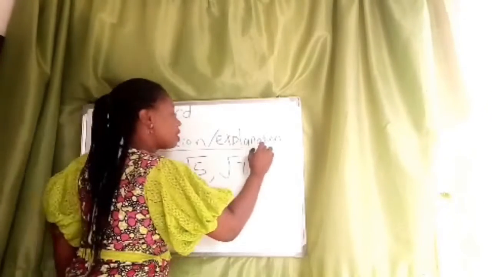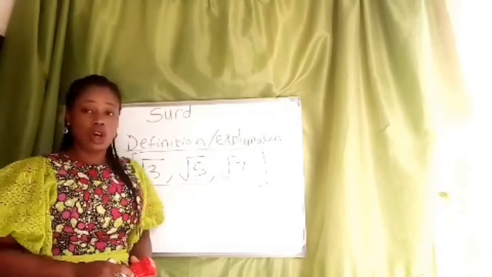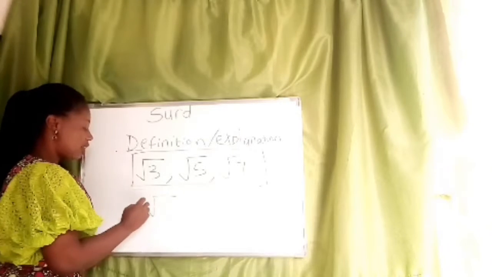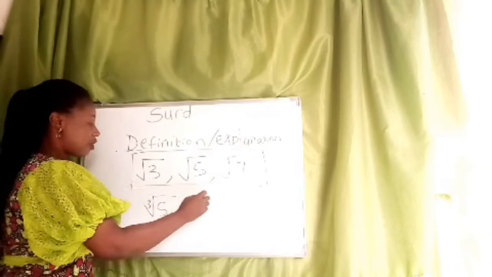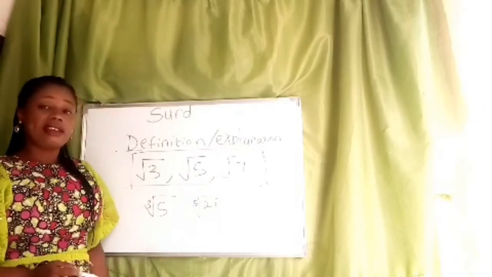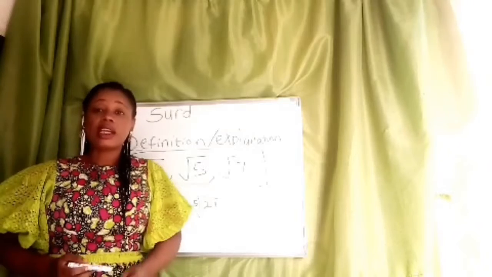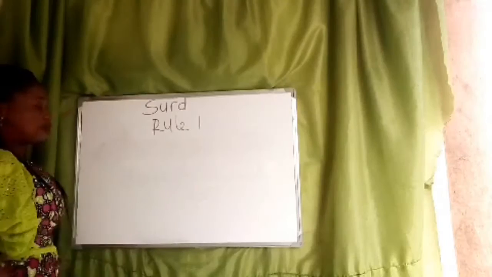these types of numbers that do not have an exact square root are called surds. We also have surds such as the cube root of 5, the fifth root of 27. But in this lesson, we will concentrate on quadratic surds, which are the square roots. There are 6 rules in surds, but in this lesson, we will concentrate on the first and the second rule.